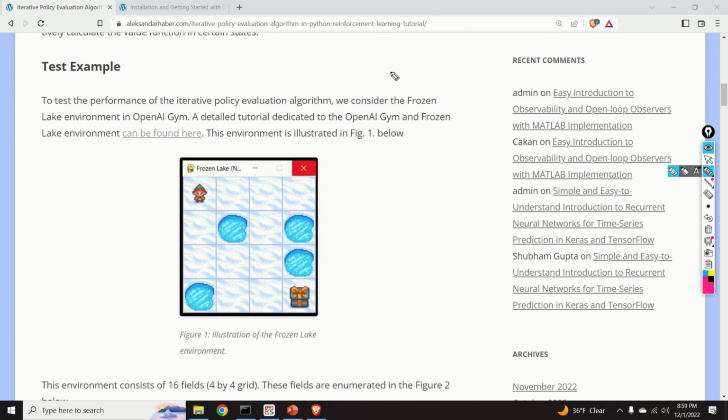And finally, let's talk about rewards, since reinforcement learning is all about rewards. If we step on the frozen field, that is, if we step over here, we get a reward of 0. Similarly, if we step on the hole field, we also get a reward of 0. And if we step on the goal field, that is, if we end our game successfully, we get a reward of 1.